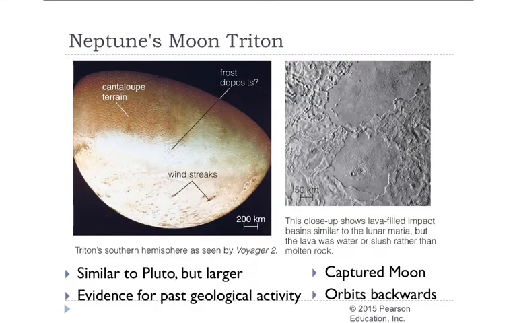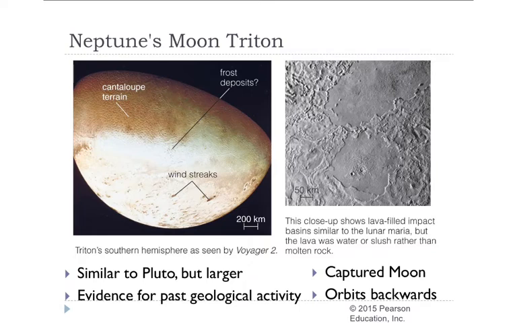Neptune has an interesting moon, Triton. And Triton is very similar to Pluto, but larger. We also see evidence of past geological activity. And we think that it's a captured moon because it actually orbits backwards. So when the solar system formed, the cloud condensed, heated, and started rotating. So all the planets, or the majority of them, orbit in the same direction, and they also rotate in the same direction.